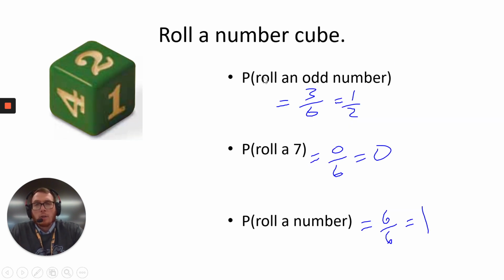This is rolling a die or rolling a number cube. Remember, there's 6 sides to the number cube. So rolling an odd number would be 3 out of 6 because there's 3 odd numbers, the number 1, the number 3, and the number 5. And that's 3 of the 6 options, which notice I simplified down to 1/2. That would be an equally likely or unlikely choice. Rolling a 7 is impossible on a 6-sided die, and so that's 0 out of 6. That's impossible. And then rolling a number is a certain event, so that would be 6 out of 6, which is 1 for that situation. That would be something that would be certain.